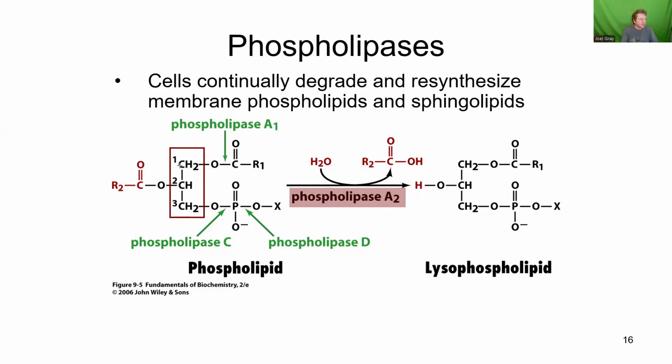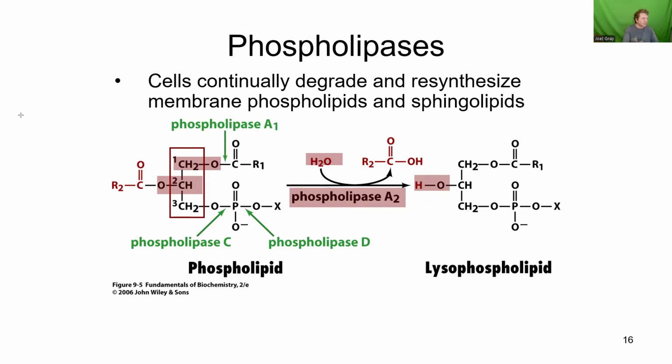And so it's going to cut and leave behind, just like phospholipase A1 will leave behind that oxygen, which can then pick up a proton from water and make that hydroxyl group right here. Phospholipase A1 and A2 would both do the same thing.